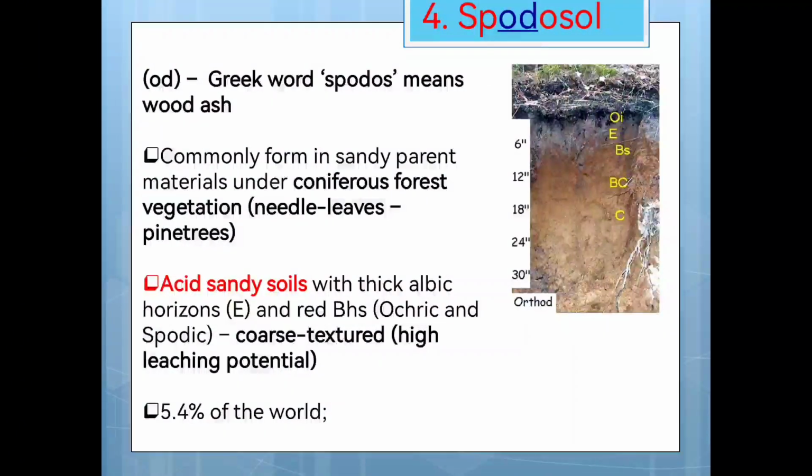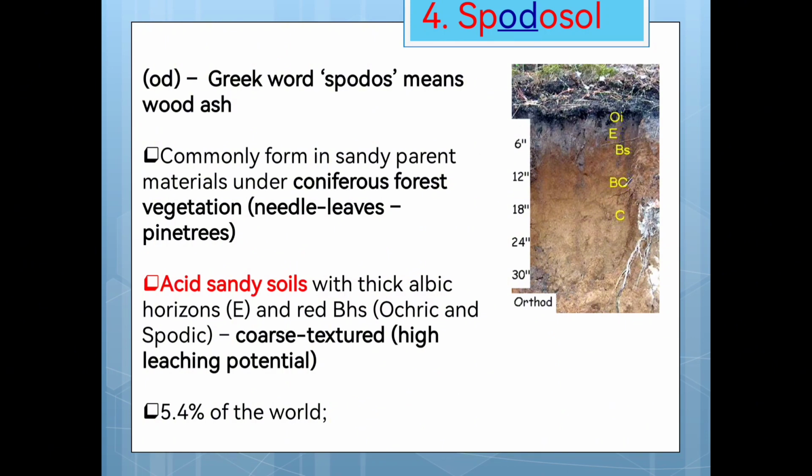Fourth order is spodosol. Spodos is a Greek word that means wood ash. Ash ng wood. This is commonly formed in sandy parent material under coniferous forests. So when we say coniferous forests, these are vegetation which has some needle-leaved trees like pine trees. Coniferous. So we have cones from that. And the acid sandy soils with thick albic horizons. When we say albic, di ba, yung light ang kanyang color. So bleached. And reddish Bhs with ochric and spodic.